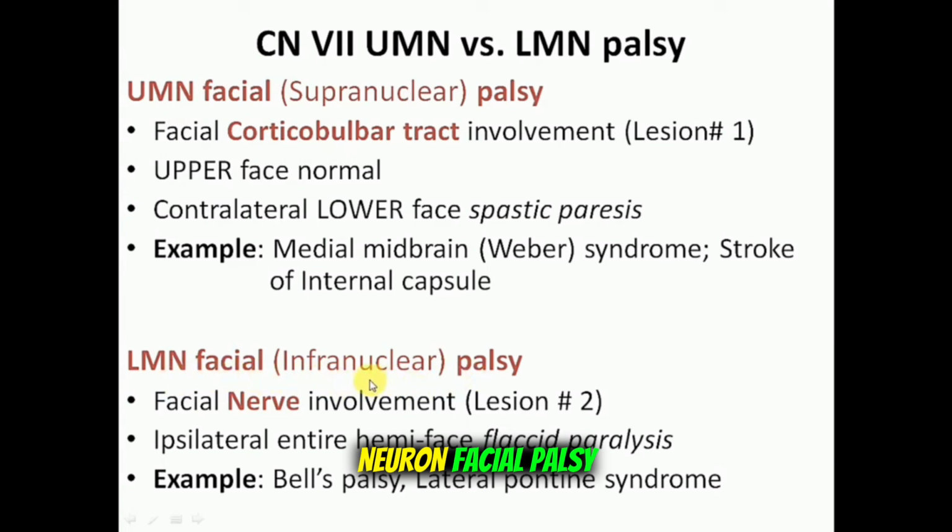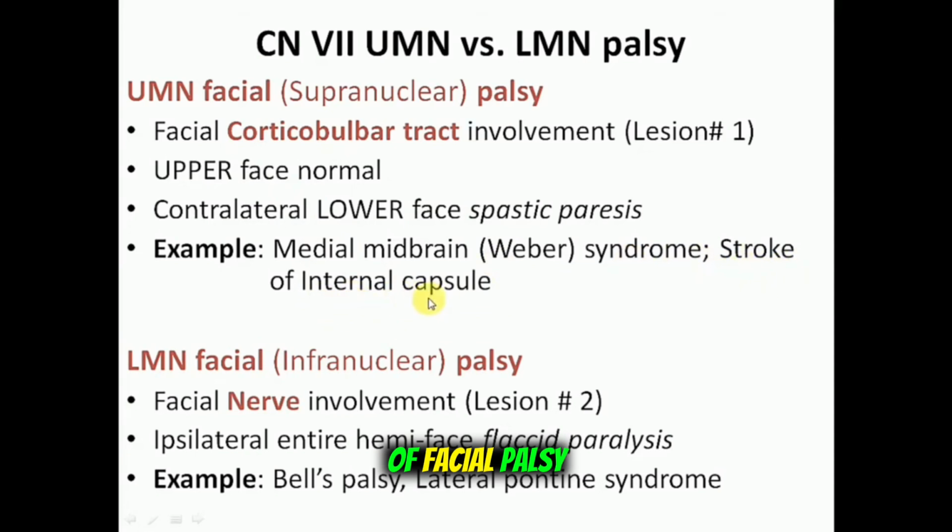In upper motor neuron facial palsy, there is involvement mainly of the corticobulbar fibers, which control the facial nerve nucleus situated in the pons. In this palsy, the upper face is normal, but there is spastic paresis of the contralateral lower face. Examples of such palsy are seen in medial midbrain syndrome, that is Weber syndrome, or a stroke of the internal capsule.